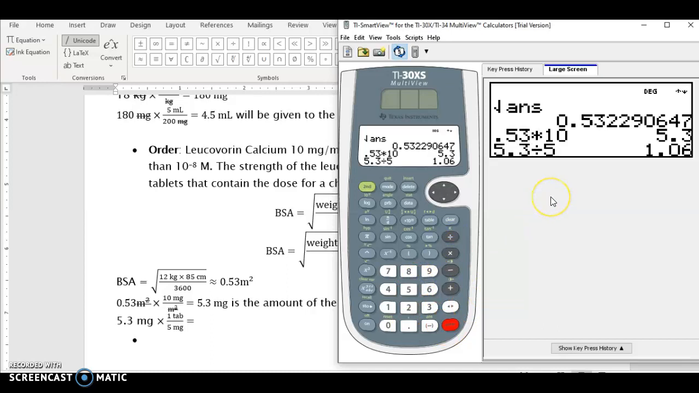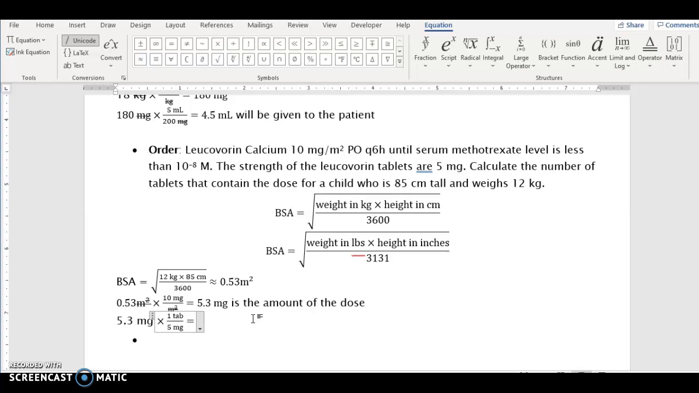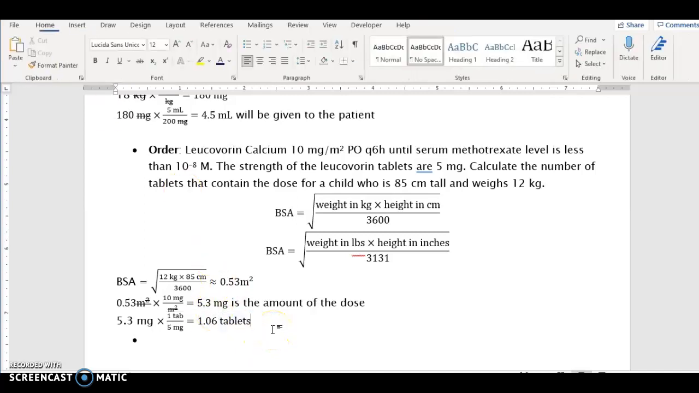Obviously it's not going to be a whole number of tablets, because the amount of the dose is not a multiple of 5. 5.3 is not a multiple of 5, so we're going to get a decimal. Now obviously we can't give 1.60 tablets. That just isn't possible. So we're not going to assume that we can give 1.6 tablets. What we're going to do is round it to the nearest whole number here. So we would give 1 tablet to the patient to administer the dose. So the answer would be 1 tablet.